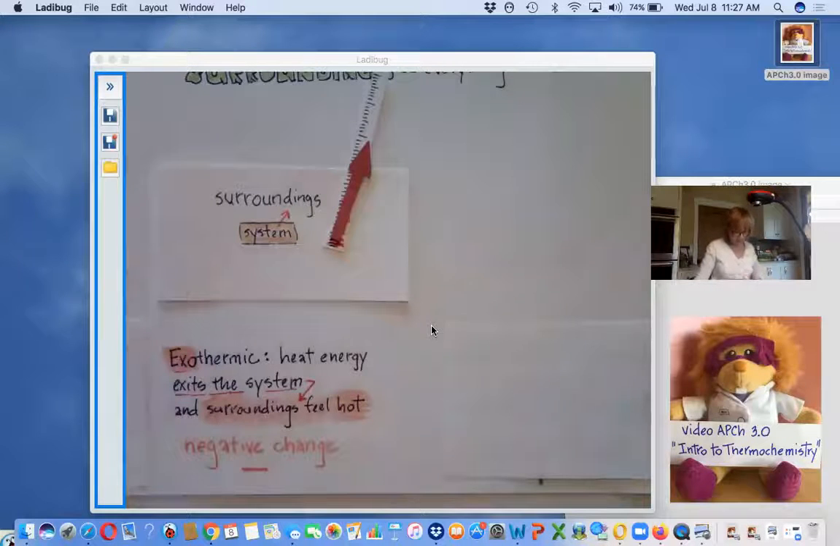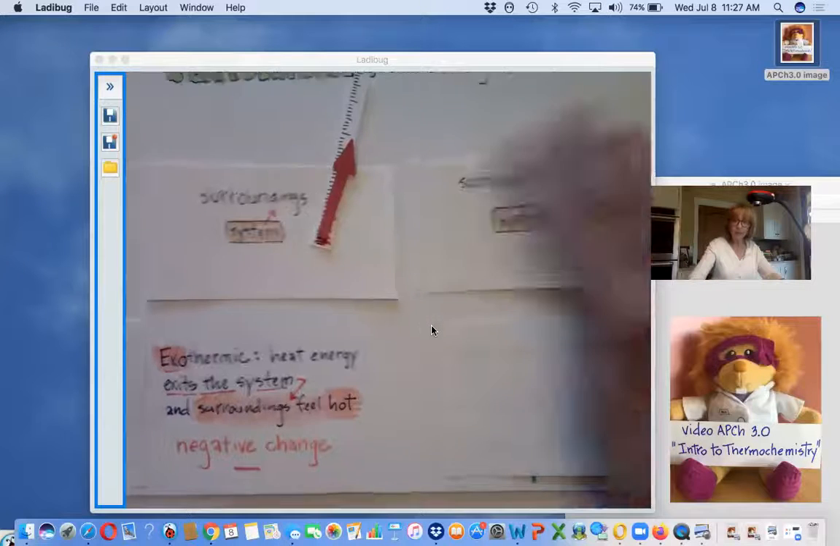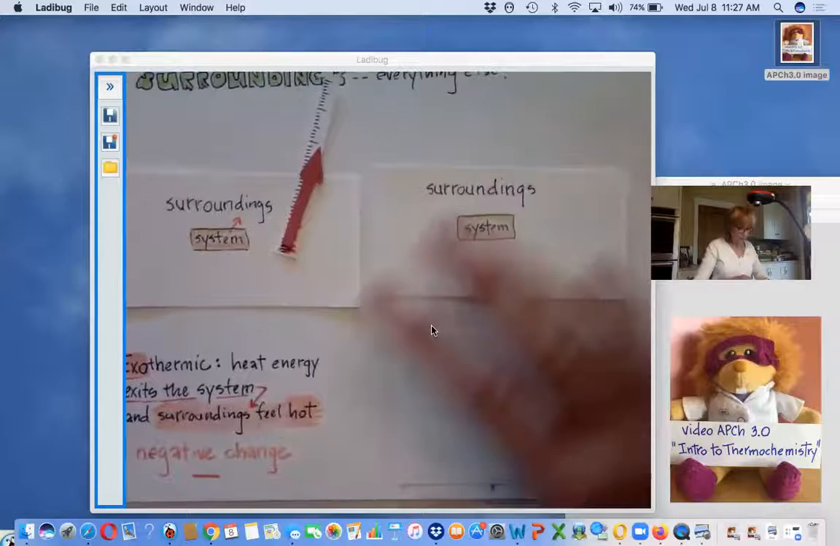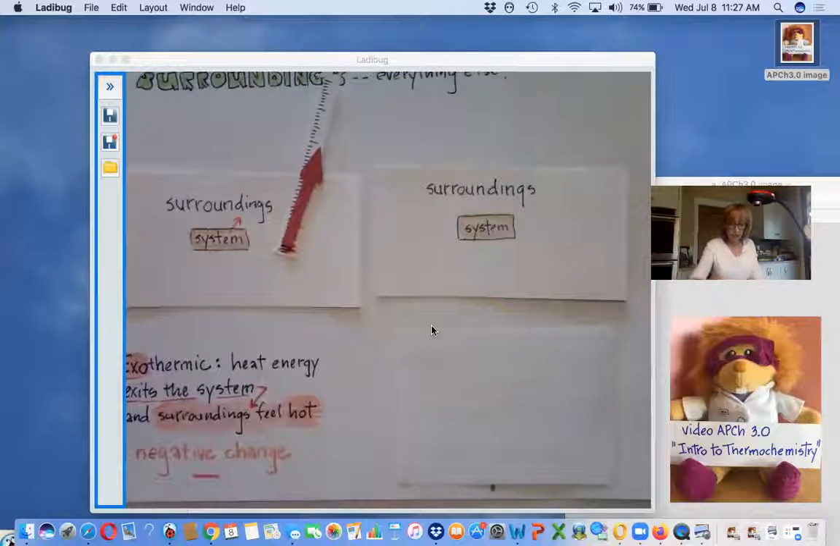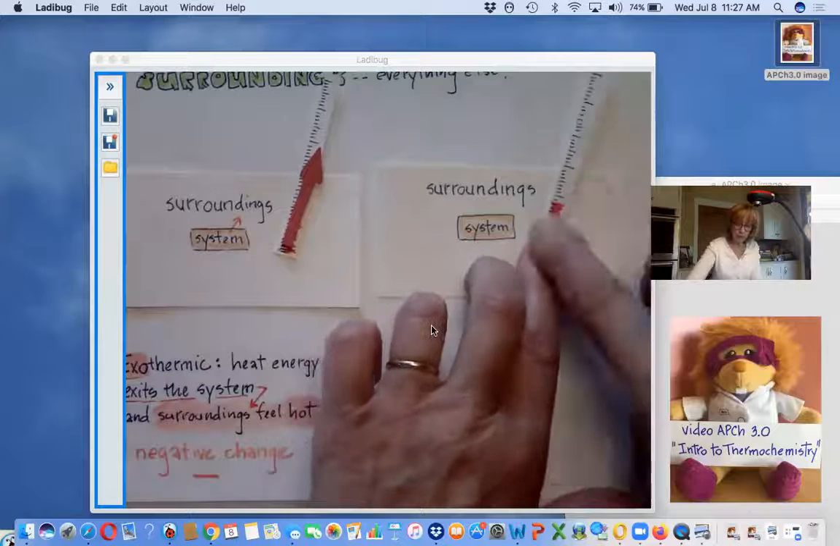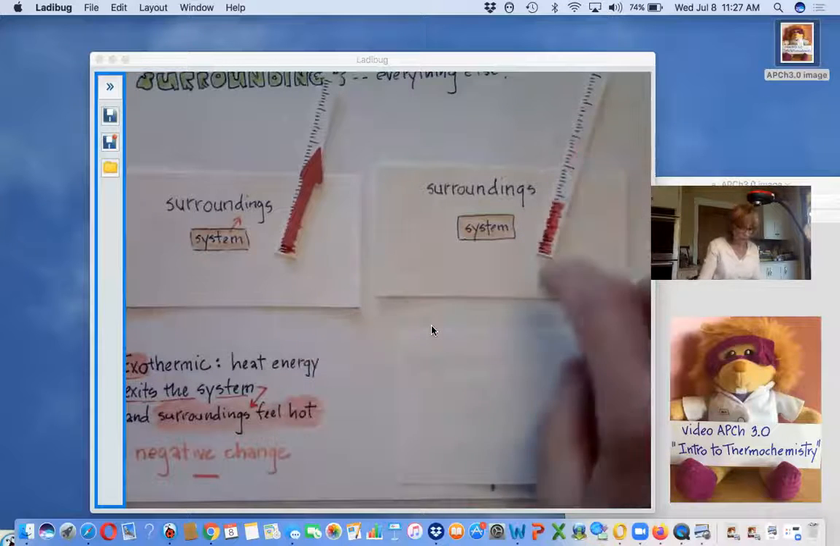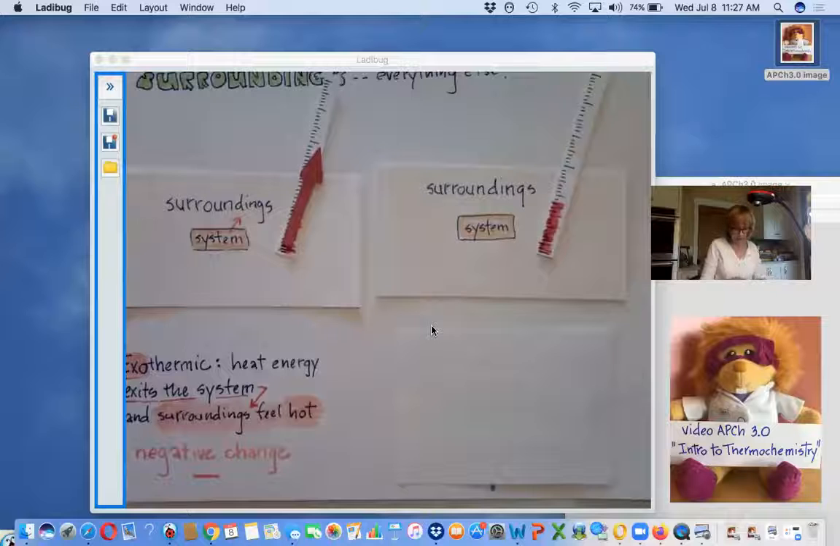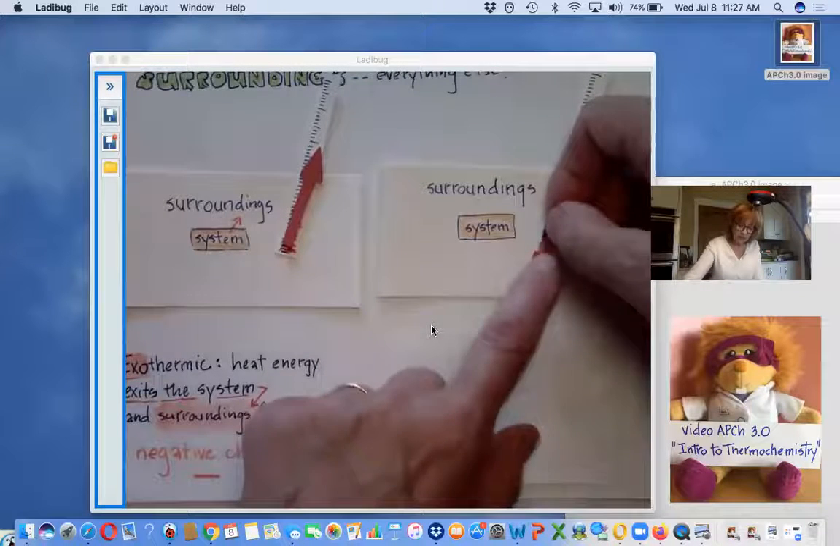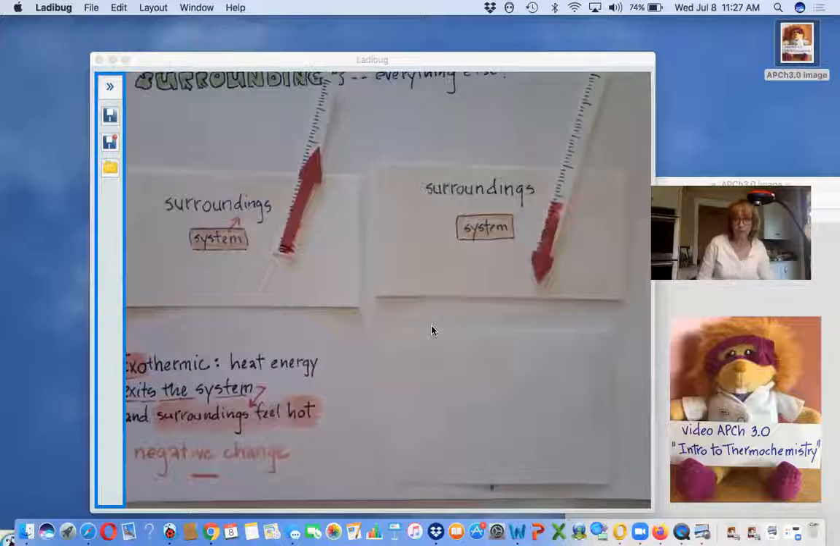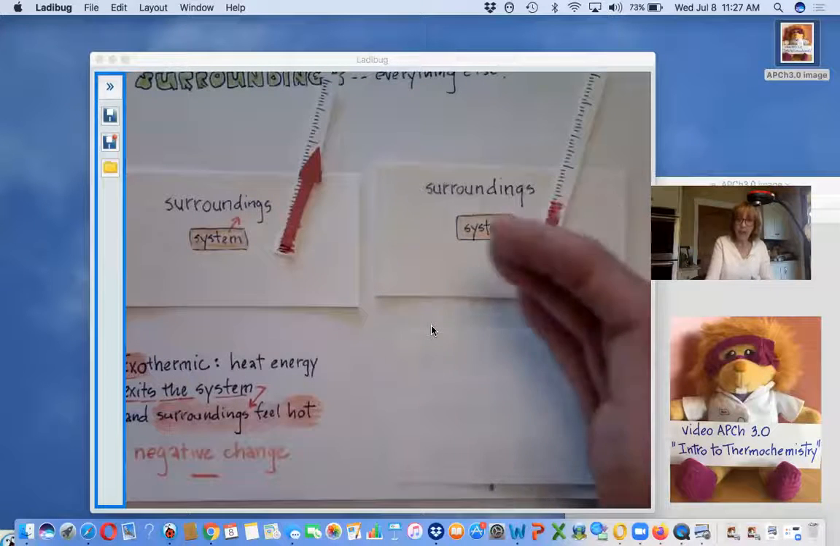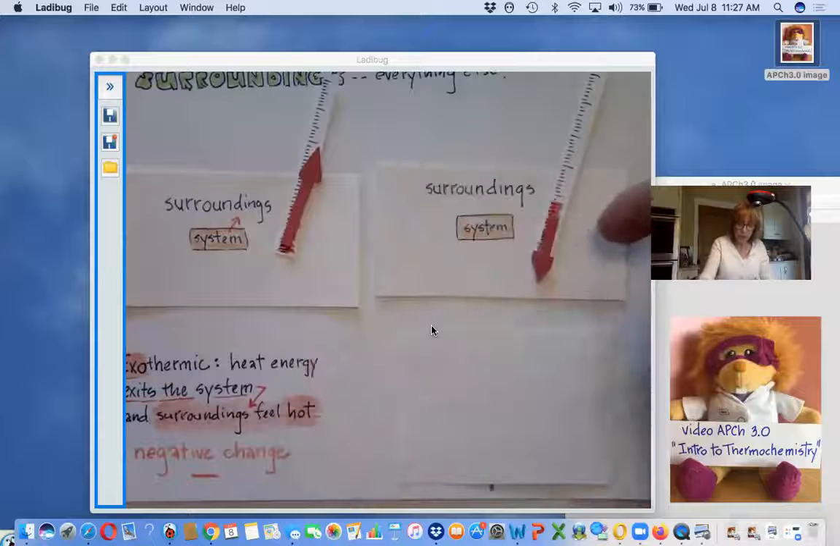Okay, let's compare that to a second change. And again, we put our temperature probe or thermometer in there, and we acknowledge that it is going to be observing what the surroundings are doing. And as the change occurs, we're going to observe this time that the temperature goes down. The surroundings are getting cold. You might even feel that with your hand. When your hand holds the beaker, you might be able to detect that the surroundings are getting colder.